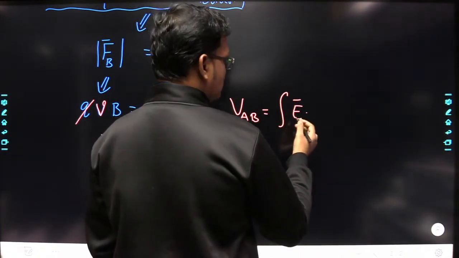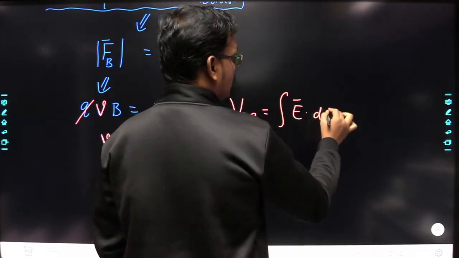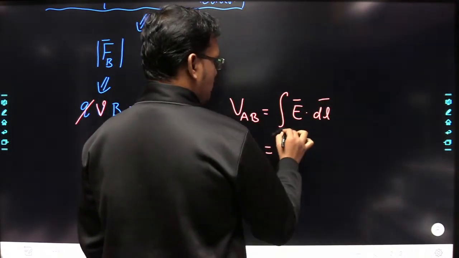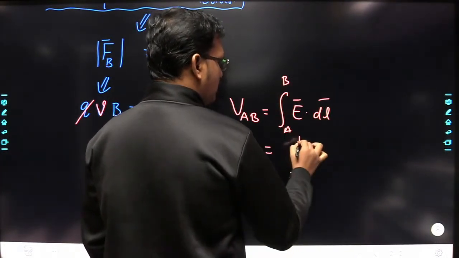Yes or no? VAB is equal to the integral of E bar dot dl bar, from A to B.